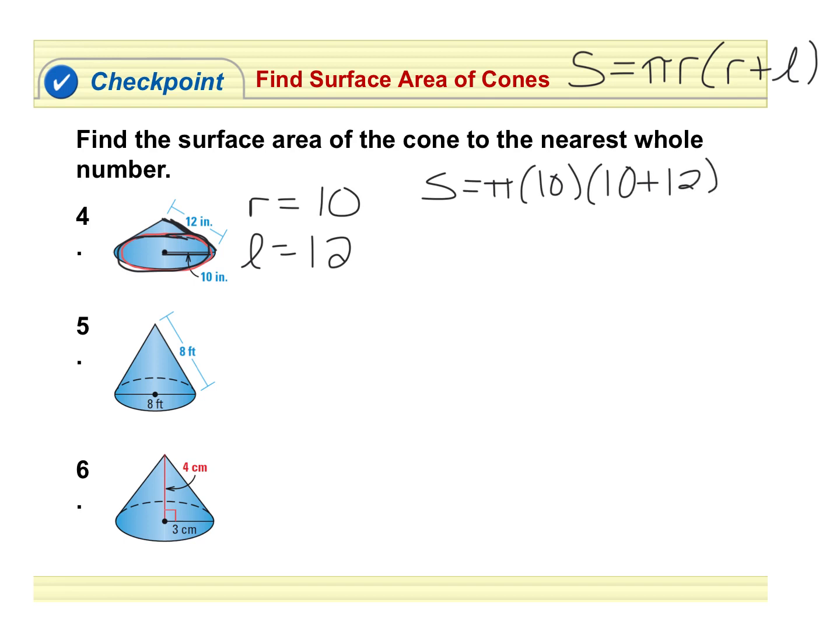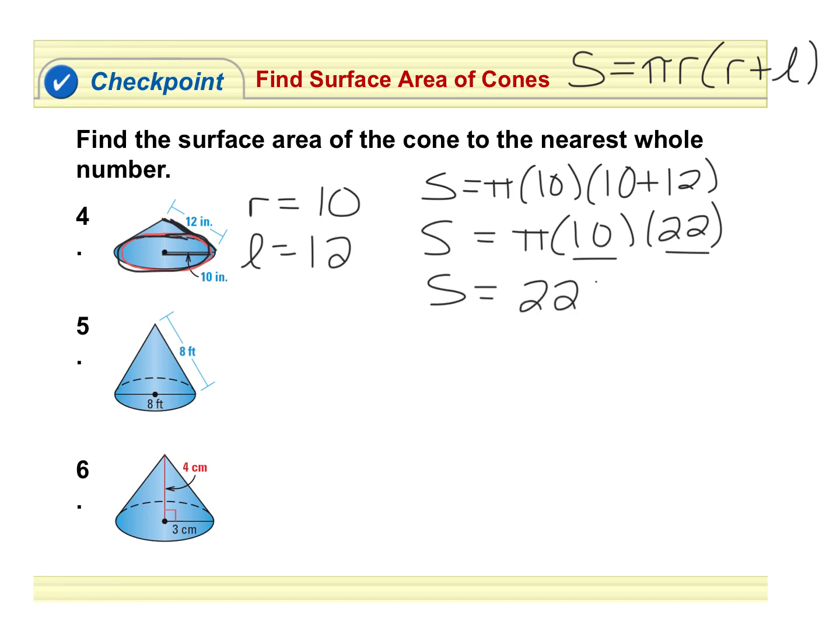Very important that you show me that step of what you're plugging in and where it's going. Okay, what needs to come first when solving? Parentheses, 10 plus 12. 22. What comes next? Yep, take those two numbers, multiply them together, so you get 220 times pi. Type that in your calculator. 220 times pi. Anybody got it? 691.15.